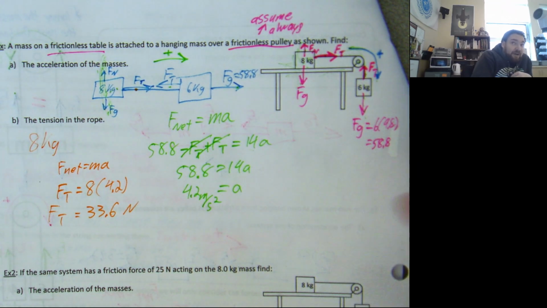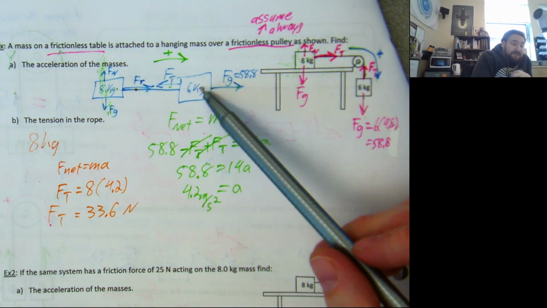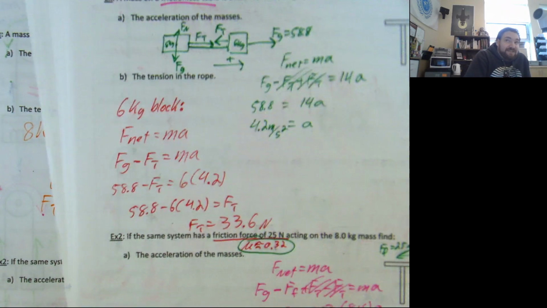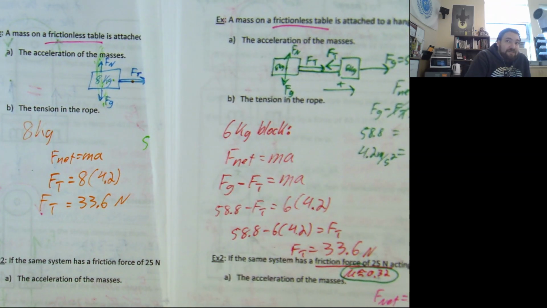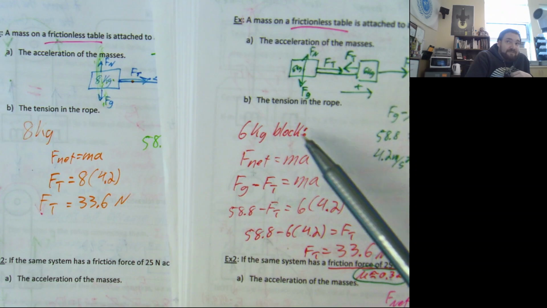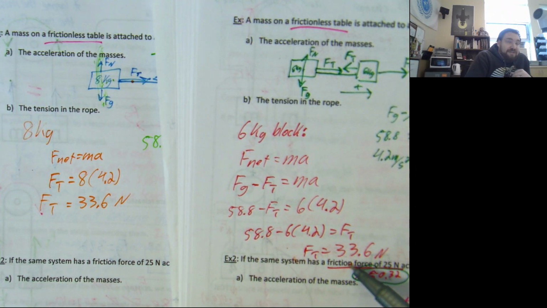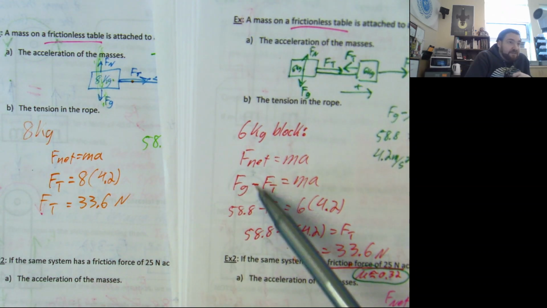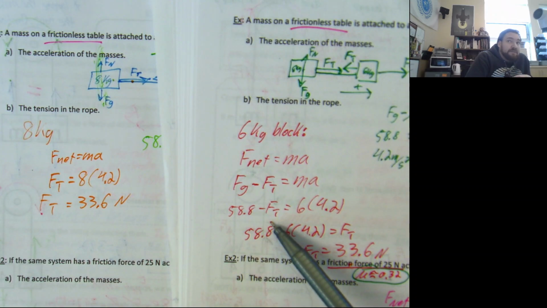And again, it doesn't matter which one we would have used. We would have got the same thing if we looked at the 6 kilogram block. I can show you because last semester they did the 6 kilogram block. The math works out, it's the same value. It's slightly more work. You got to keep your negatives straight. But otherwise, it's the same.